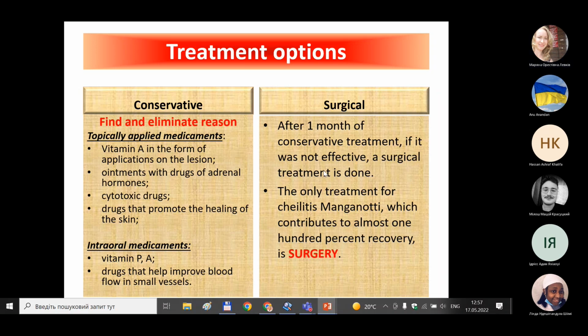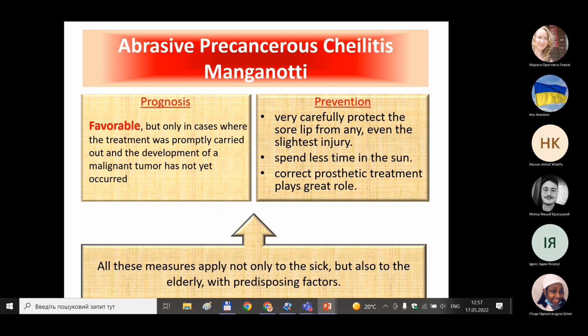Surgical. After one month of conservative treatment, if it was not effective, surgical treatment is done. The only treatment for cheilitis manganotii, which contributes to almost 100% recovery, is surgery. So surgery is the option for recovery of 100%. Prognosis of this disease is favorable, but only in cases where the treatment was promptly carried out and the development of a malignant tumor has not yet occurred.